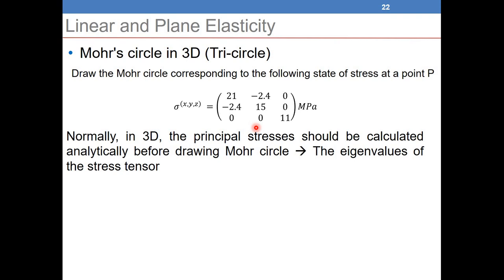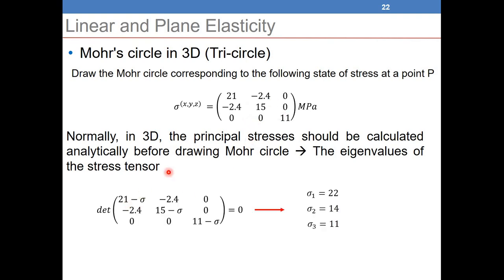That means that I need to calculate the eigenvalues of the tensor. So I need to start with calculating the eigenvalues. After we calculate the eigenvalues, we can draw the Mohr circle. That's what we need to understand. For example, if I want to find the eigenvalues of this tensor here, we find the terms 21 minus sigma, 15 minus sigma, 11 minus sigma. Then if we do the calculation, we find the 3 values of the principal stresses. So sigma 1 is 22, sigma 2 is 14, and sigma 3 is 11.